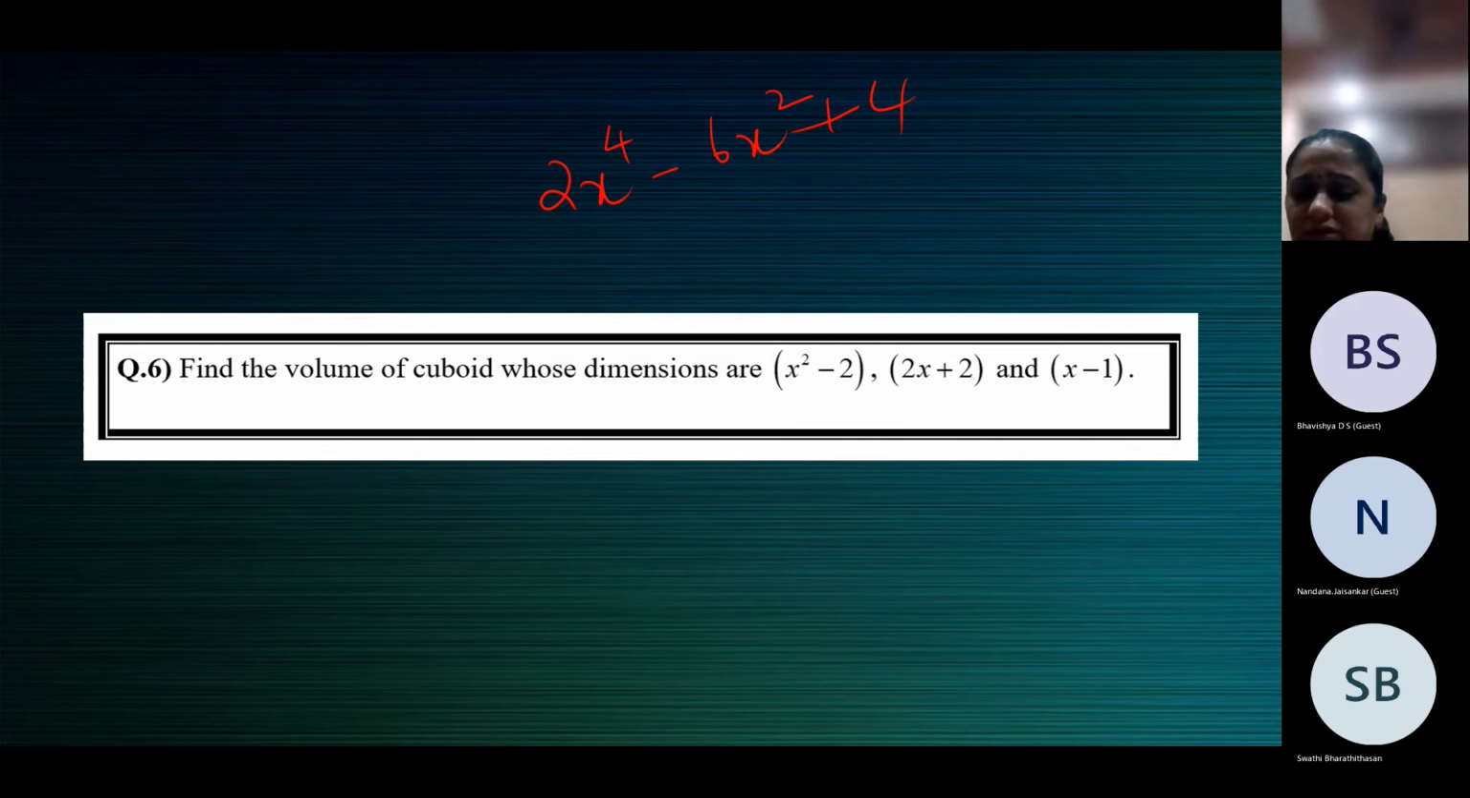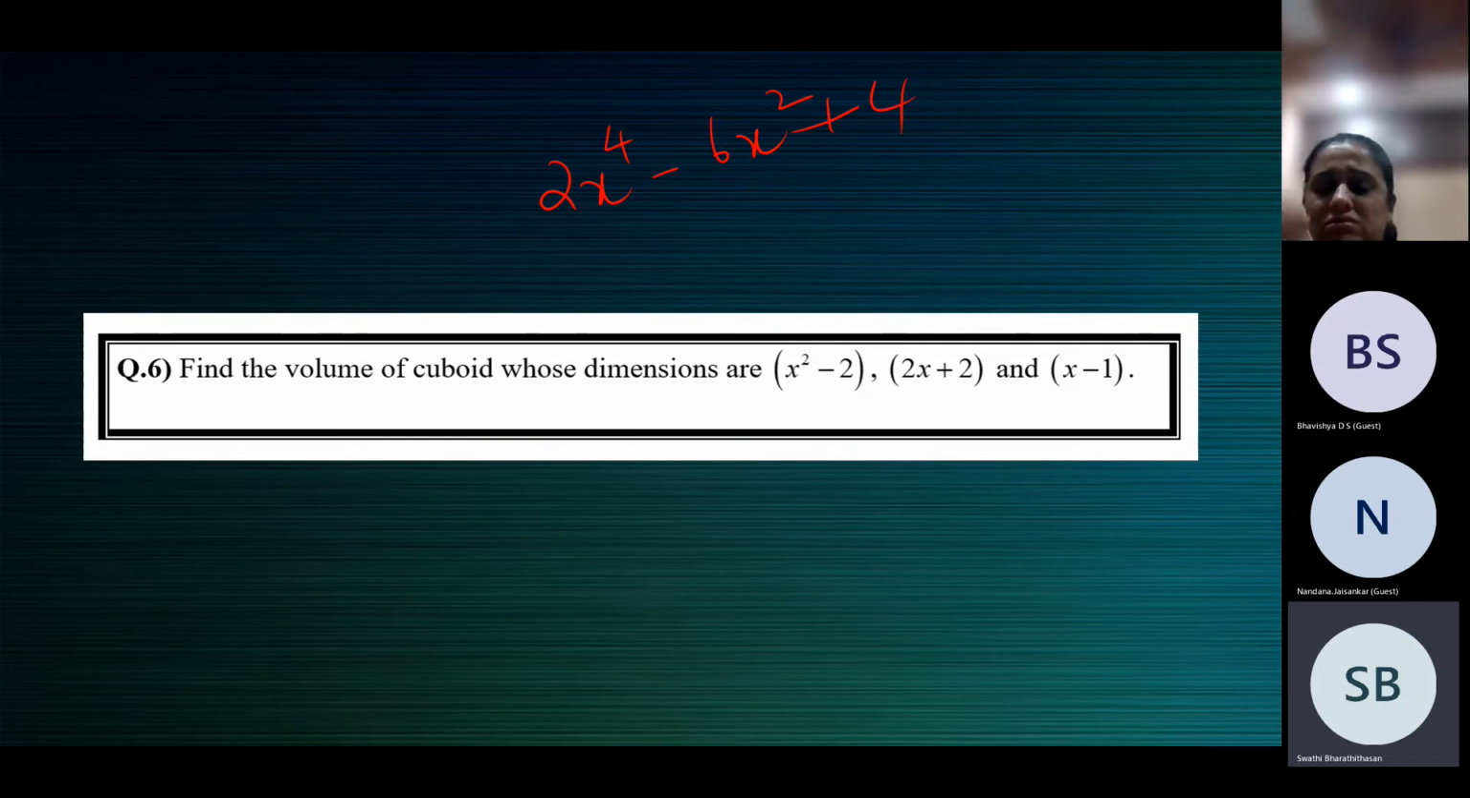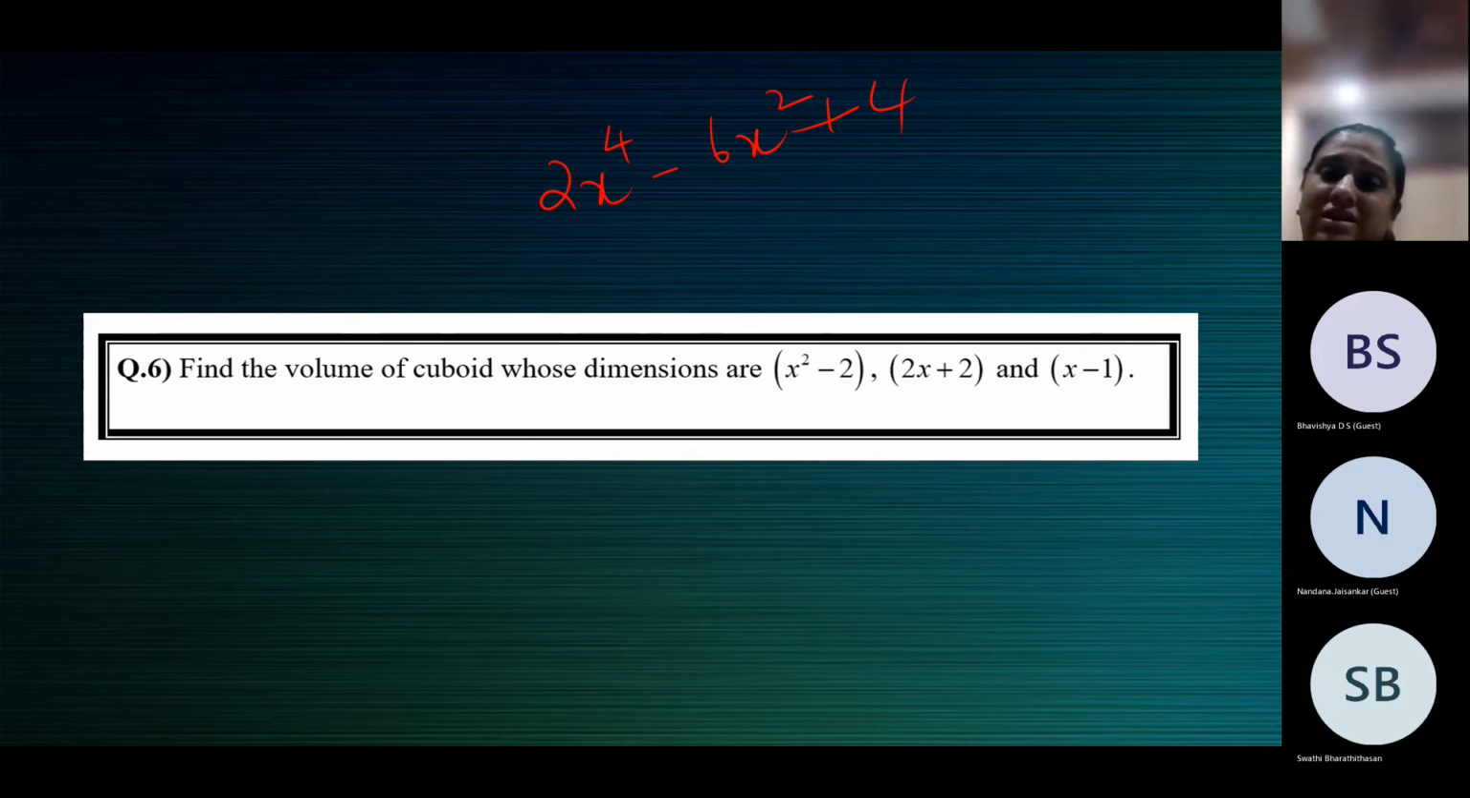Okay, you have taken out 2 common. Then what have you done? Ma'am, then I wrote x square minus 2 as it is, and then multiplied x into x is x square, so 2x square, and then minus 1. No, there is no. See, how did you get the right answer? You're getting minus 4, it's plus 4. We won't talk about that, but no, it's not like that.